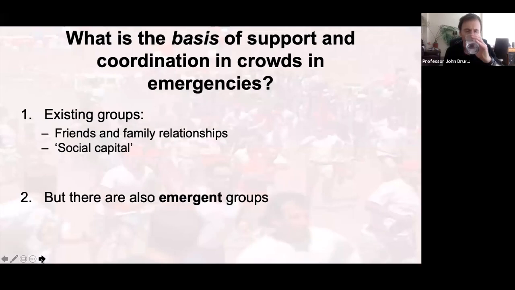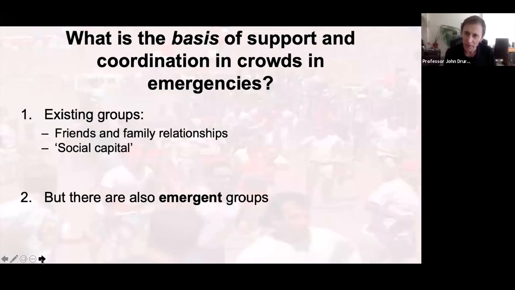So the literature tells you that there are two kinds of processes or mechanisms that explain why people tend to help each other or cooperate, act in a groupy kind of way in emergencies. The first is that people are already in groups. People attend events in family groups. They attend events with their friends. And in the literature, that is called social capital. The bonds you have, the connections you have with other people, the embedded existing trust that you call upon in times of need. Lots of evidence for that.